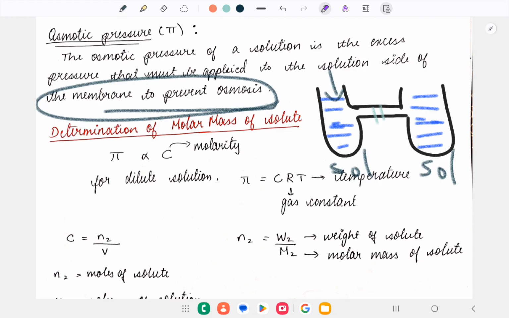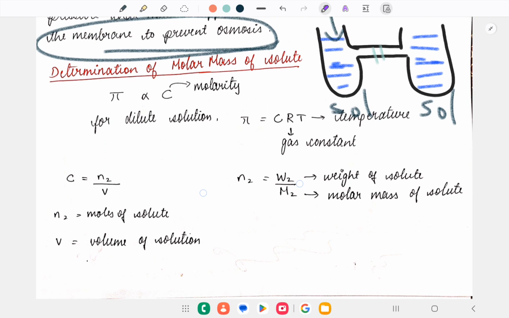So our main motto is to stop the passage of the solvent molecules through the semi permeable membrane as we apply the external pressure. So this particular osmotic pressure is a colligative property as it will depend upon the number of solute molecules present in the solution and will not depend on their nature.